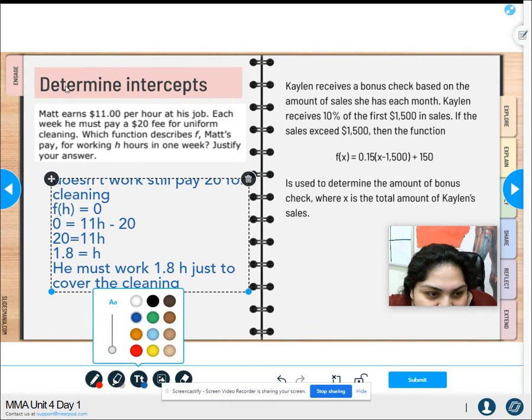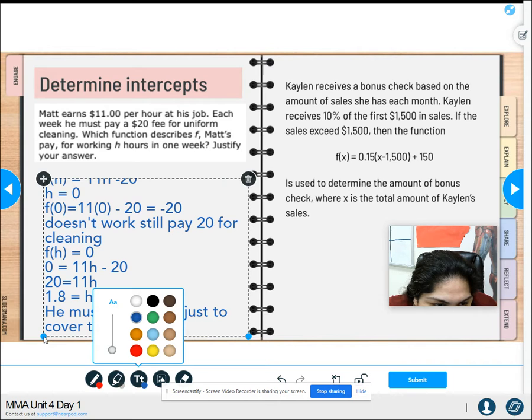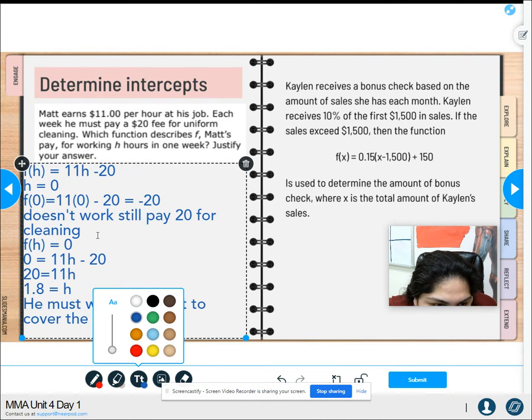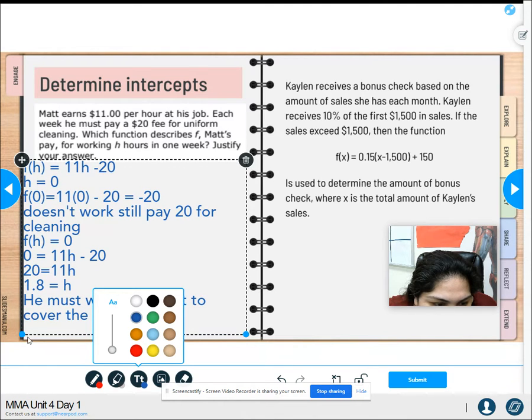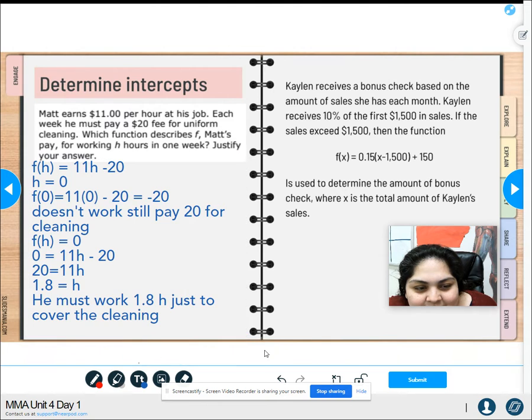Let's see if I can make this big enough to fit everywhere. We're going to move that up a little bit. See if it fits. And it does. All right. There you go. So f of h is equal to 11h minus 20. H equal to 0 is going to give me my y-intercept. So my y-intercept is that he's going to owe $20 just for cleaning. If he doesn't work, he still has to pay the $20 for the cleaning.